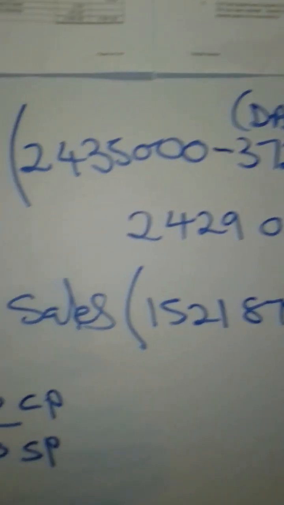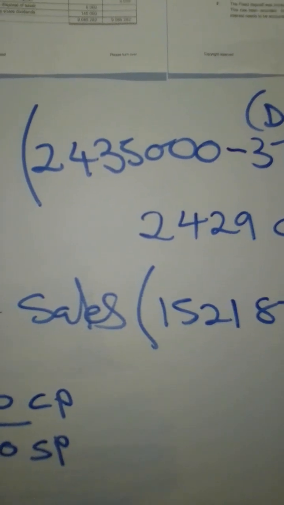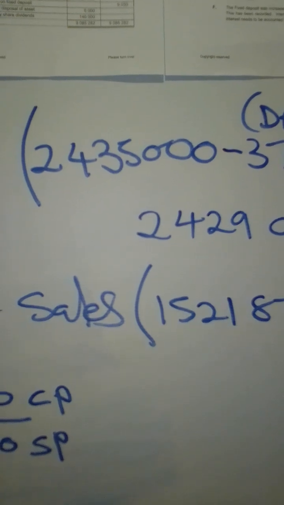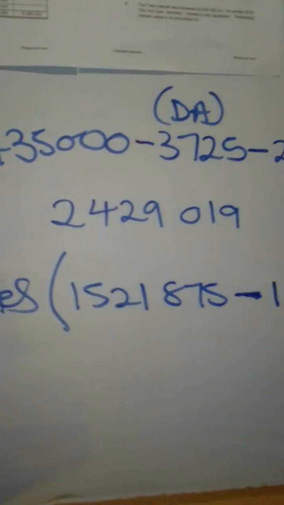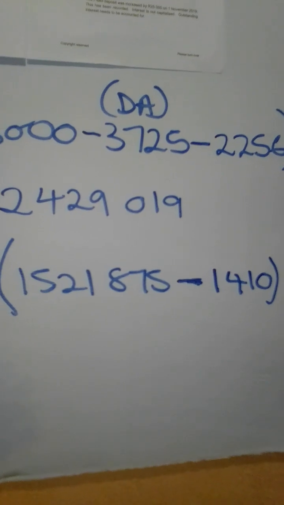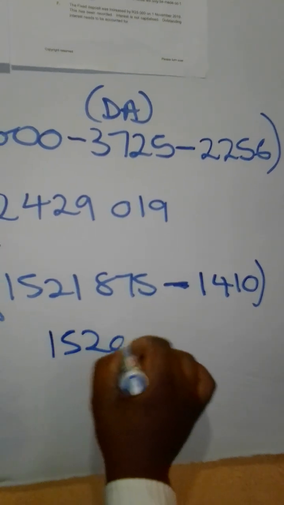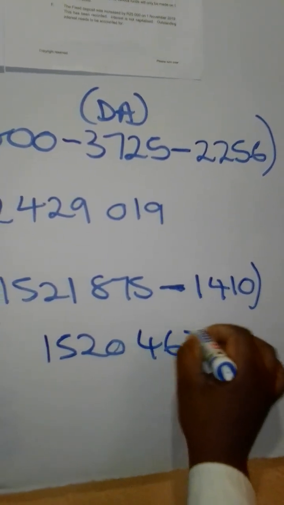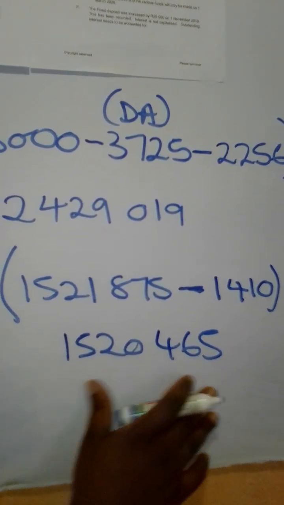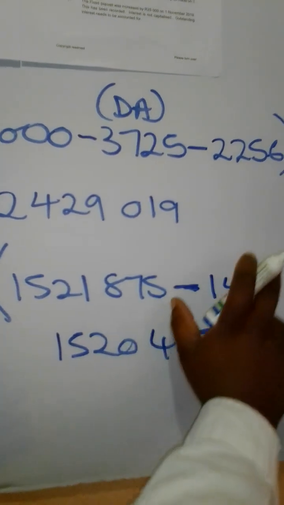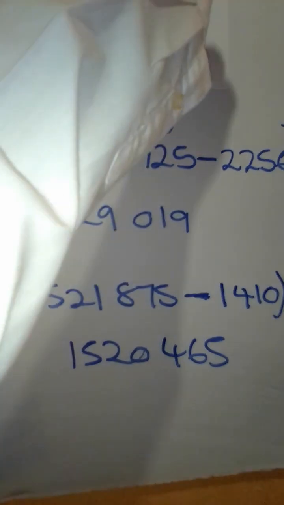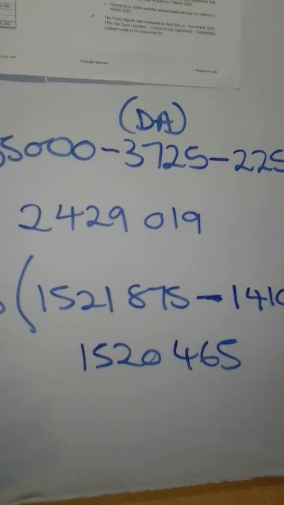So our new figure right now for the cost of sales, we are going to say 1,521,875 minus 1,410, which is going to give us 1,520,465. So this is the new amount for our cost of sales after taking into account that adjustment of the stock that was returned because it was defective. For now, on sales and cost of sales, we are okay.